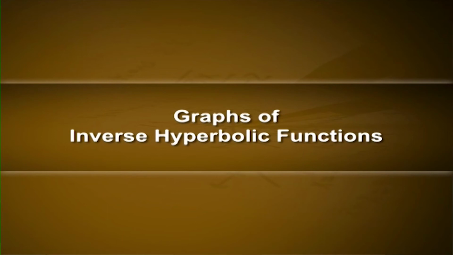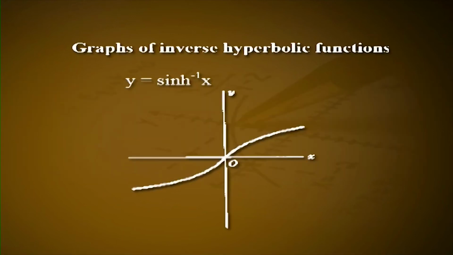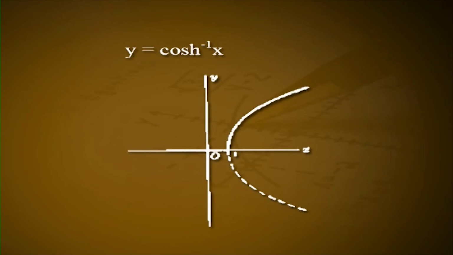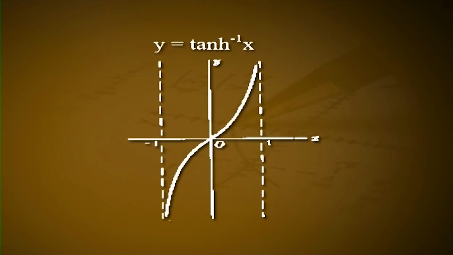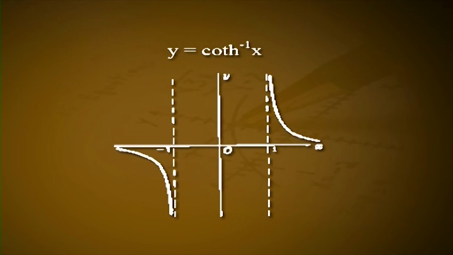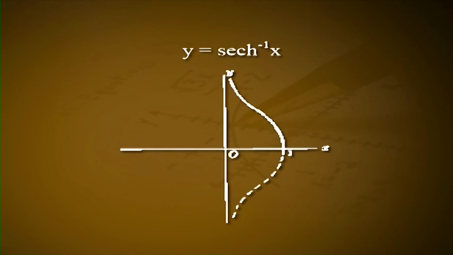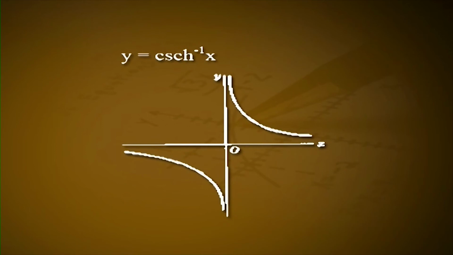Graphs of inverse hyperbolic functions. Y is equal to sinh inverse x. Y is equal to cosh inverse x. Y is equal to tanh inverse x. Y is equal to coth inverse x. Y is equal to sech inverse x. Y is equal to cosech inverse x.